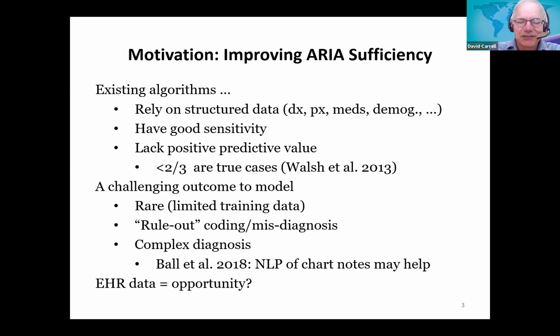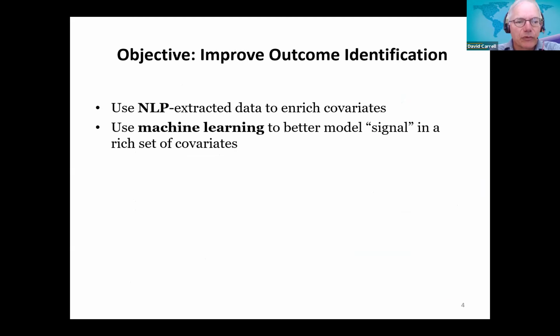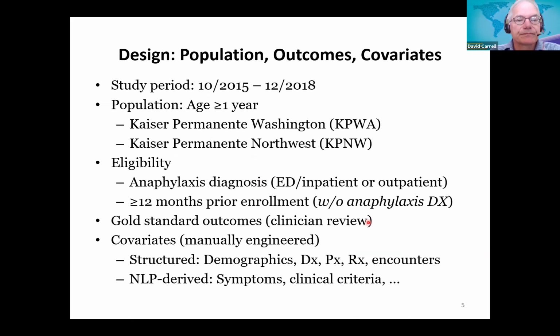It's rare. There are often rule-out codes that confuse the data. It's a complex diagnosis. Some work by Ball and colleagues suggested, however, that NLP may be able to capture some information in notes that would help more accurately identify the true anaphylaxis cases. And that's what we did. So we're using NLP extracted data to enrich the covariate sets for modeling. And then we're using machine learning as a way to better model the signal that is in those rich data.